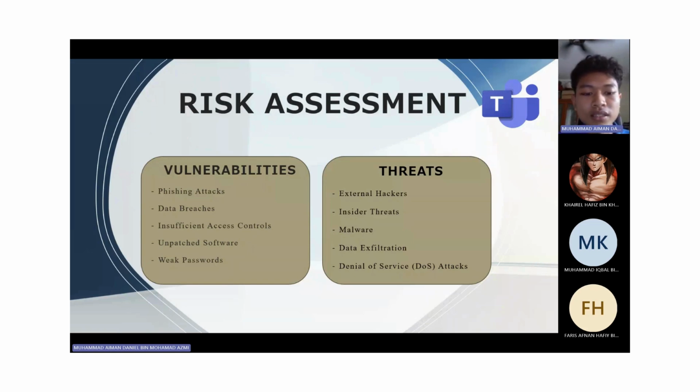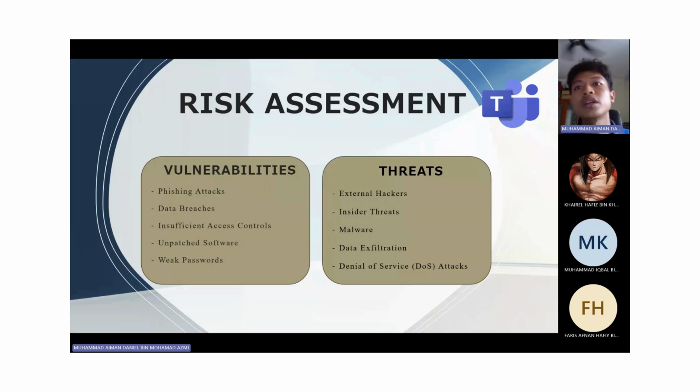And then the last one is weak passwords. The use of weak or reused passwords by employees increases the risk of unauthorized access through password guessing or credential stuffing attacks. So the impact to your company is that compromised accounts can lead to data breaches and unauthorized actions within the Office 365 environment.